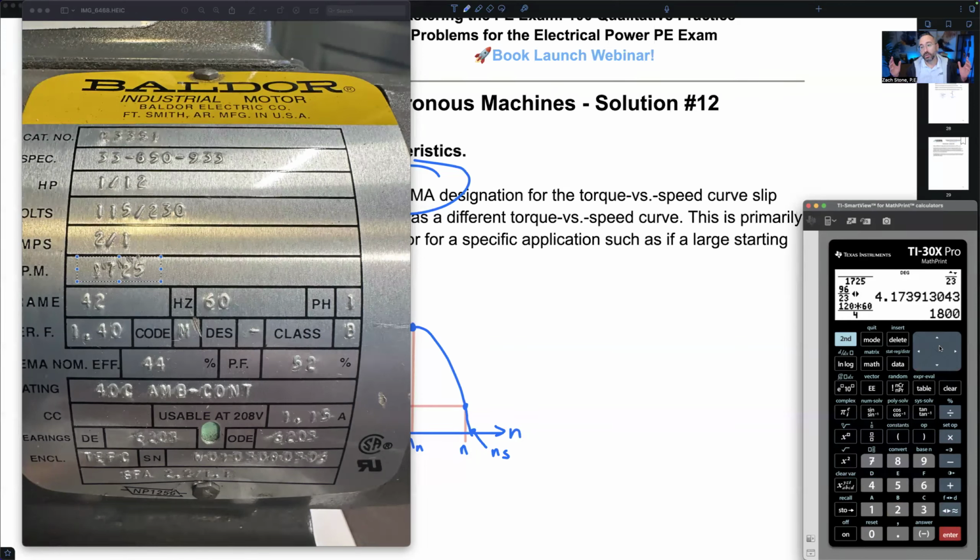This is an 1800 RPM synchronous speed motor with a rated motor speed of 1725 RPMs. That's how fast it actually spins. We could also use that information, (NS minus N) over NS, to calculate the slip. Here's the frame. Anyone know what the frame means? The frame is the mounting frame.